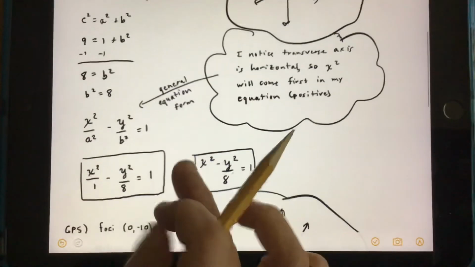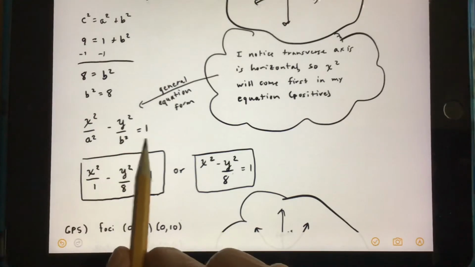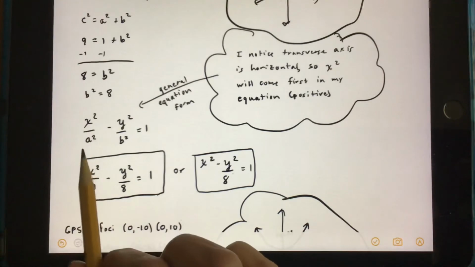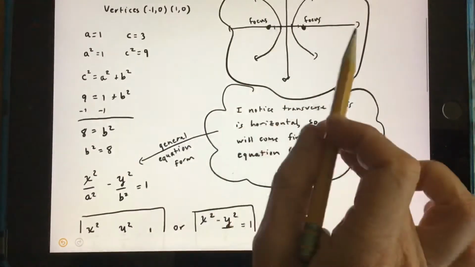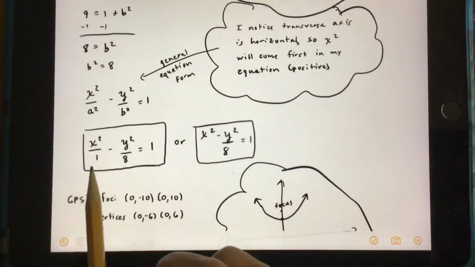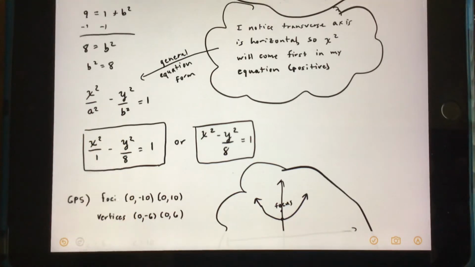Now I'm going to need to use the general form of my equation, x squared over a squared minus y squared over b squared is 1. And remember, I decided that my x squared has to come first in this equation because I have a horizontal transverse axis. Okay, so what's my a squared? It's 1. What's my b squared? It's 8. So I'm plugging those numbers in for a squared and b squared, and I'm done.